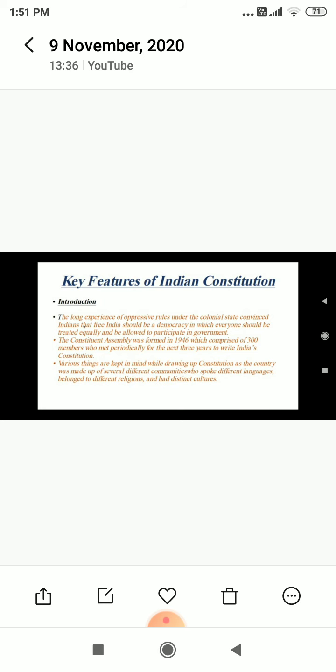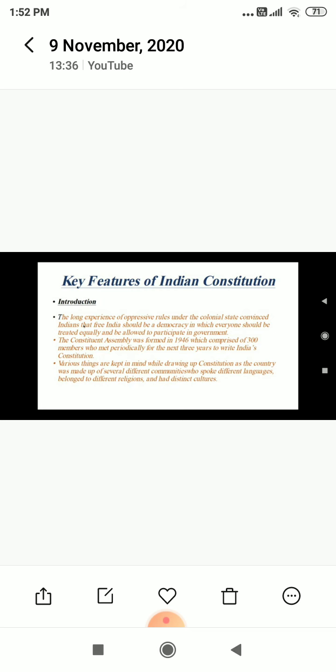Second, the Constituent Assembly was formed in the year 1946, which comprised 300 members who met periodically, meaning from time to time, for the next 3 years to write down the Indian Constitution. It was not an easy task. In 1946, one assembly was formed. In that assembly, 300 members were there who met and then wrote the Constitution of India.